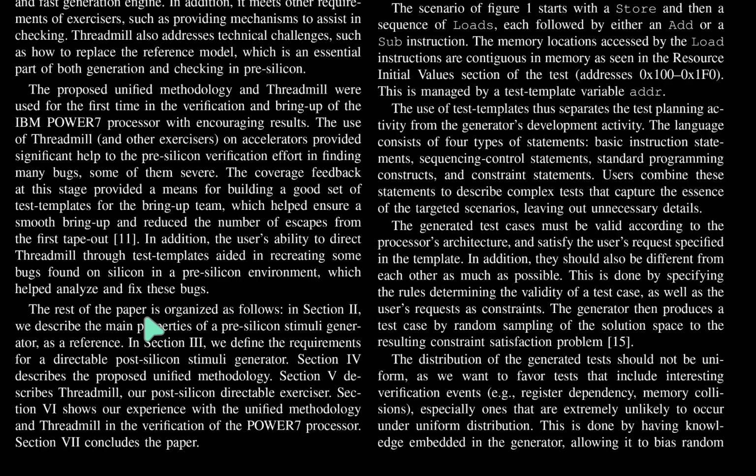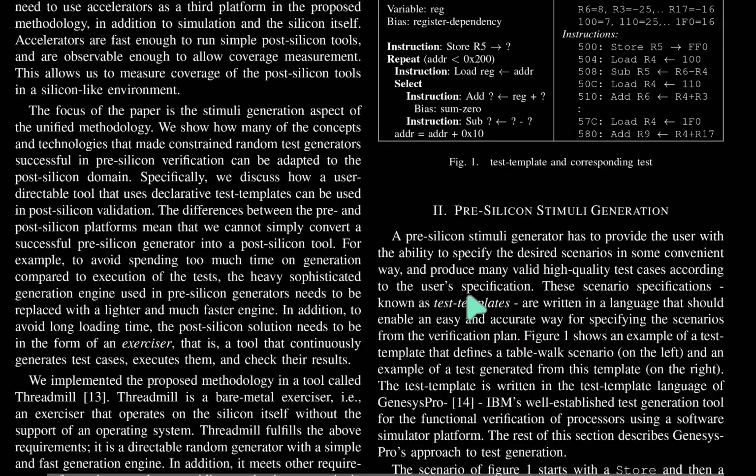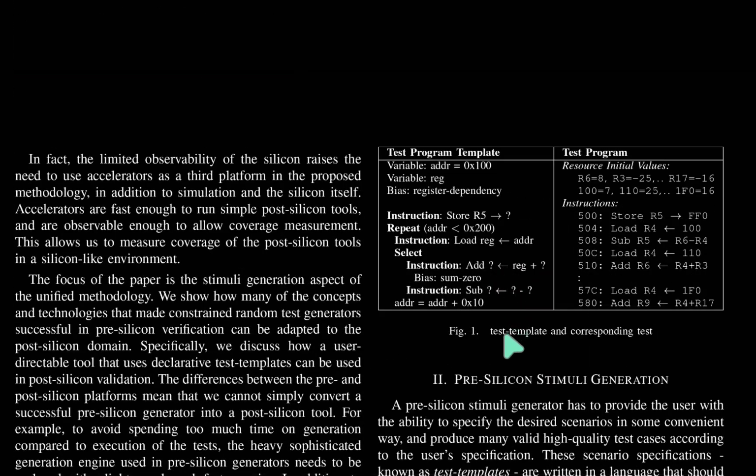So the rest of the paper is organized as follows. In Section 2, we describe the main properties of the pre-silicon-based stimuli generator as a reference. In Section 3, we define the requirements for a directable post-silicon stimuli generator. Section 4 describes the proposed unified methodology. Section 5 describes Threadmill, our post-silicon directable exerciser. Section 6 shows the experience with the unified methodology and Threadmill in the verification of the POWER7 processor. Section 7 concludes the paper. Figure 1 is a test template and a corresponding test.